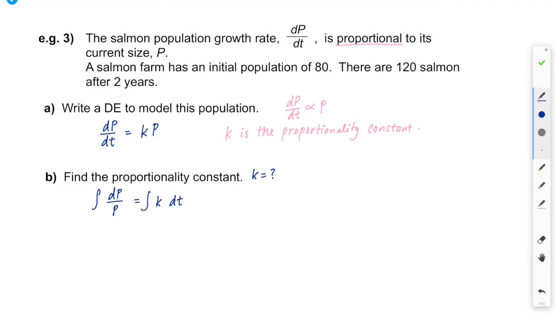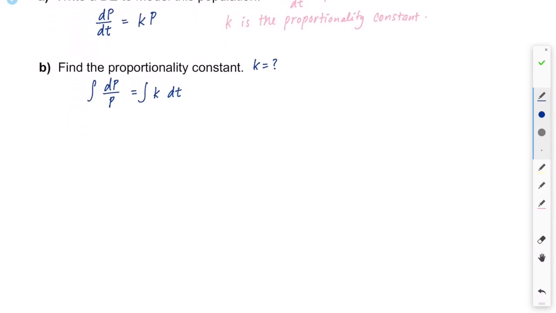Because I'm also given that when time is 0, the initial population is 80, and when time is 2 years, the population is 120. Okay, so let's solve this equation first. On the left side, I have the integral of 1 over P, which means that it's going to give me ln P. The right side is kt plus c.